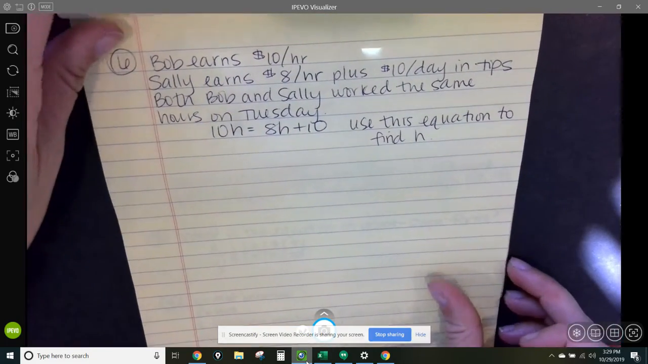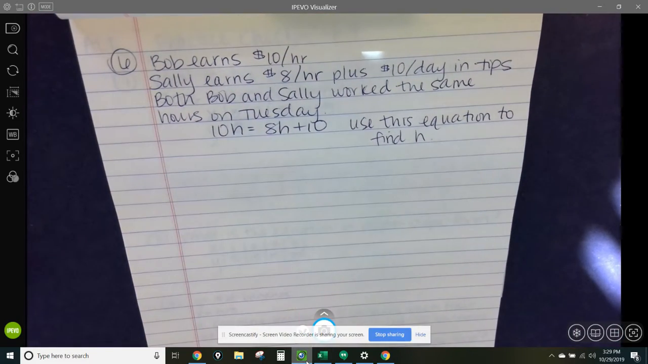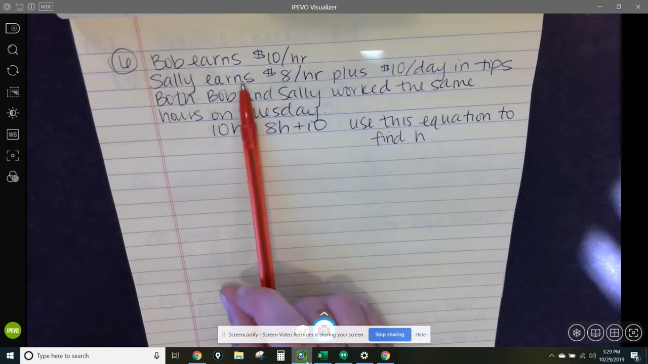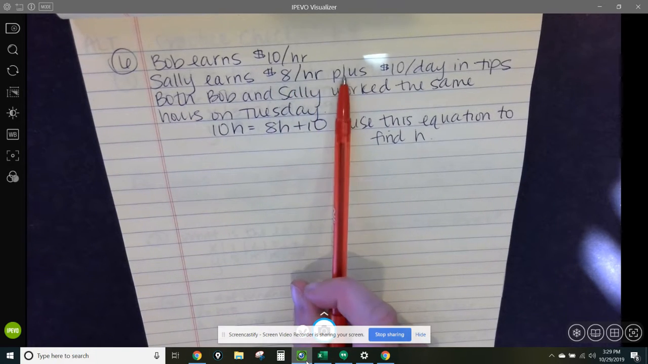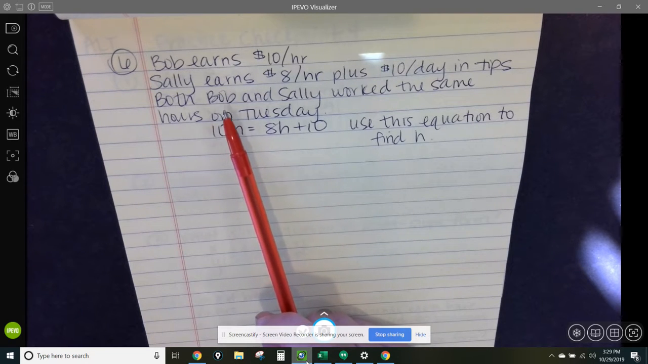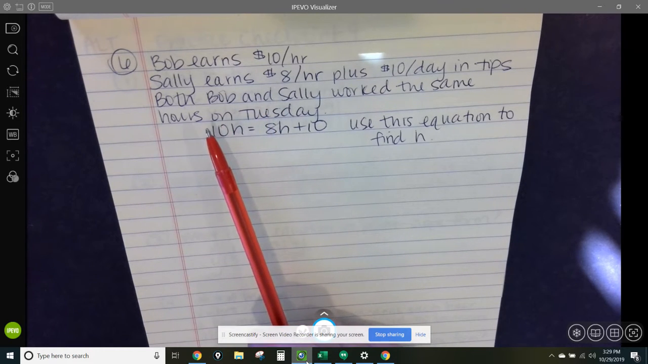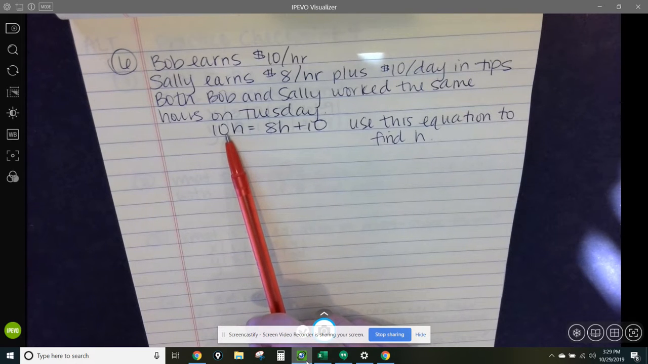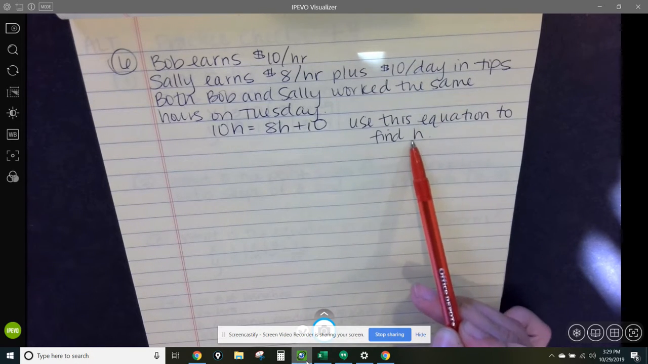All right, number 6, the last one on this checkpoint. Bob earns $10 an hour for his job. Sally earns $8 an hour plus $10 a day in tips. Both Bob and Sally worked the same number of hours on Tuesday. They give you the equation. They want you to find H. How many hours did they work?